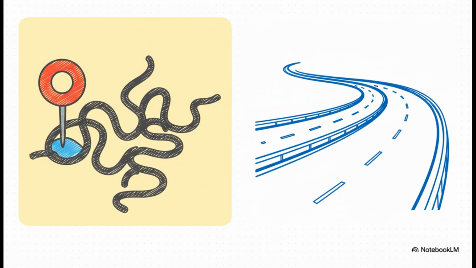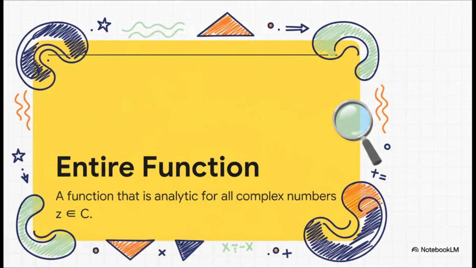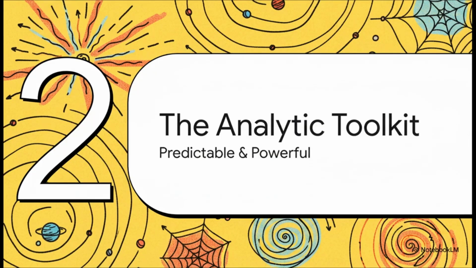To really get a feel for this, think about it like this. A function that's just differentiable at one point, that's kind of like finding a single smooth patch on an otherwise bumpy road. But an analytic function? Oh, that's a brand new multi-lane superhighway. It's perfectly smooth in every direction as far as the eye can see. And what happens when a function is analytic everywhere? I mean, across the entire complex plane? Well, it gets a special name. We call it an entire function. And the poster child for this is the good old exponential function, e to the z. It's a mathematical superstar.